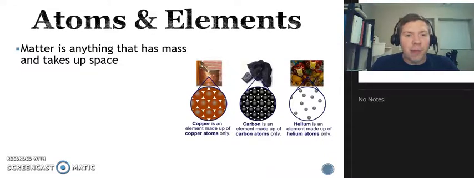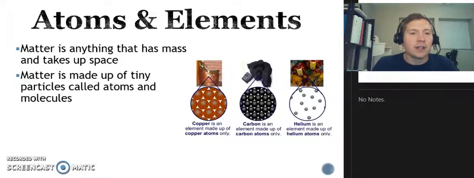You've likely heard of matter. Matter is basically anything that has mass and takes up space. So almost everything that is physical is matter. It is made up of tiny particles, which are called atoms and molecules.